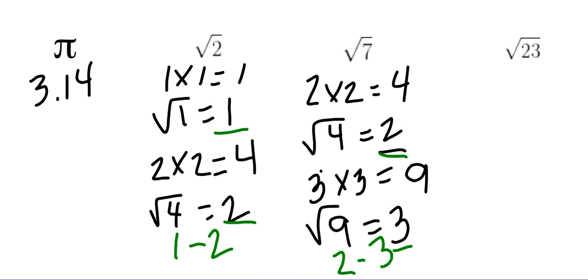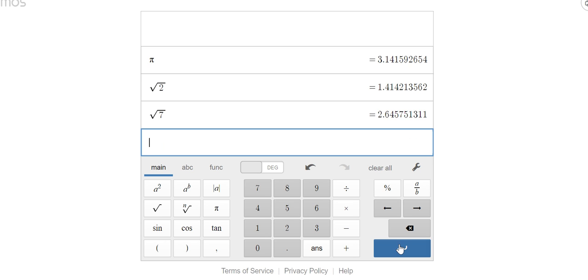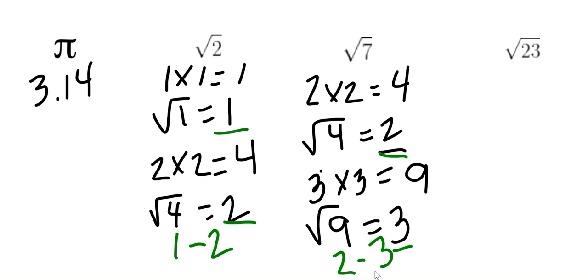Let's go back and check using our calculator. So square root of 7 is 2.6. Perfect. It is indeed in between 2 and 3. Awesome. Last one for these examples here.